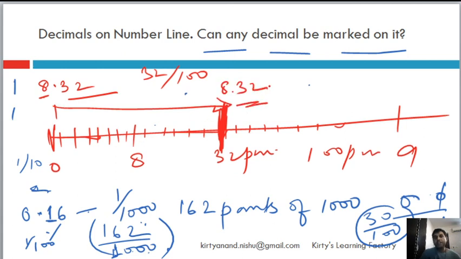So we can put any decimal number on the number line. All the decimal numbers are there on the number line. For us to be conceptually able to put it, that's how we should be able to place it.